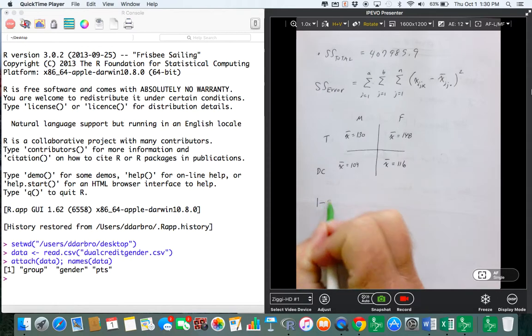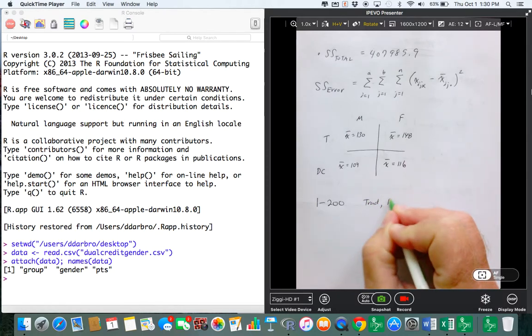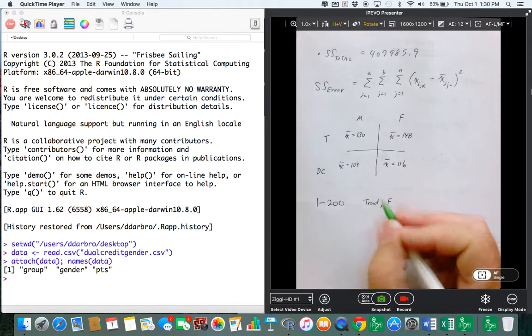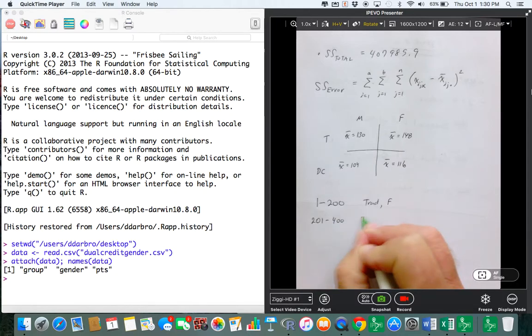Now, something I want you to focus on here is if you look back at our original data set, you can see that cases 1 through 200 were traditional female, right? And from 201 to 400 were traditional on-campus male scores. From 401 to 600, we had dual credit females. And from 601 to 800, we have dual credit males.